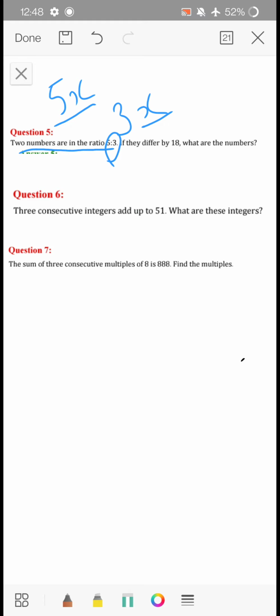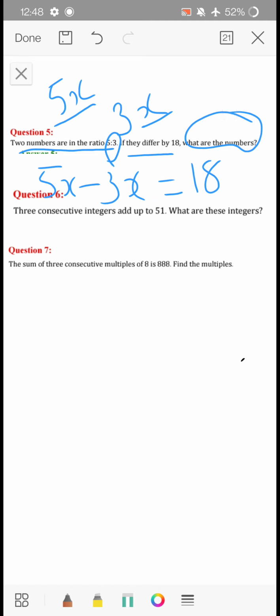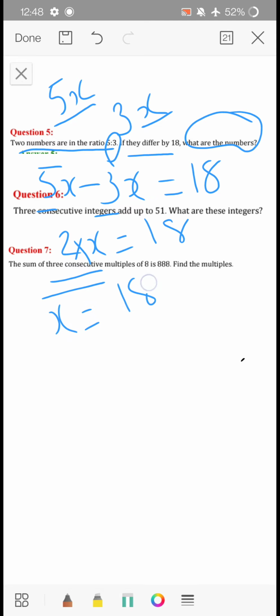If they differ by 18, it means their difference is 18. Hence 5x minus 3x is equal to 18. What are the numbers? So let's try to solve this. This is a very easy equation. 5 minus 3, it will be 2x is equal to 18. Now 2 and x are in multiplication, so if you transpose 2, it will be in division. So 2 nines are 18, hence x is equal to 9.